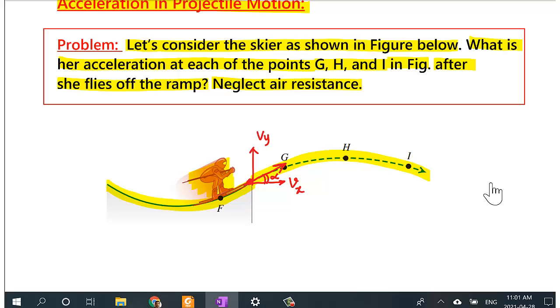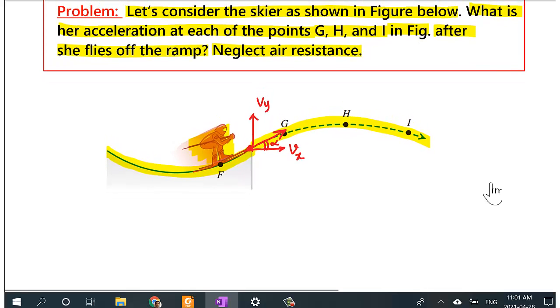Now we have to neglect the air resistance. So the problem says you have to only consider gravity, that is, acceleration due to gravity, and neglect the air resistance. What are the things that we have to find? You have to find the acceleration at G, H and I. So there are different points that we have. This point is G. So we have to find the acceleration at this point, at this point and at this point.